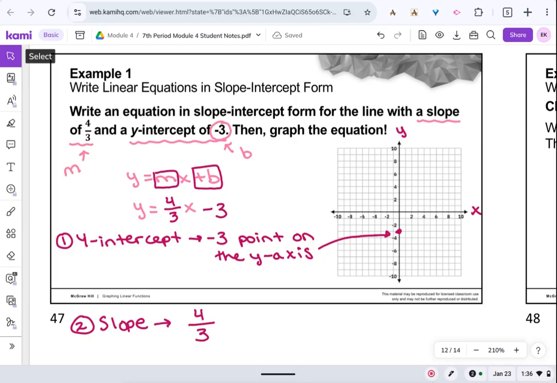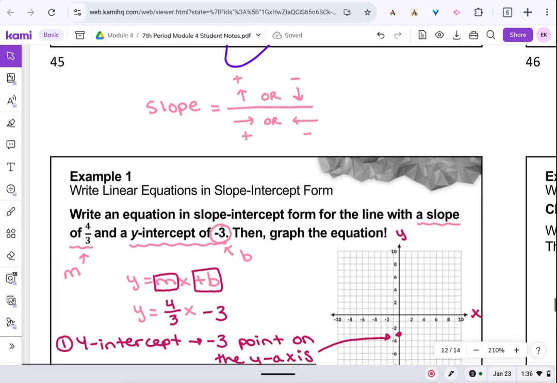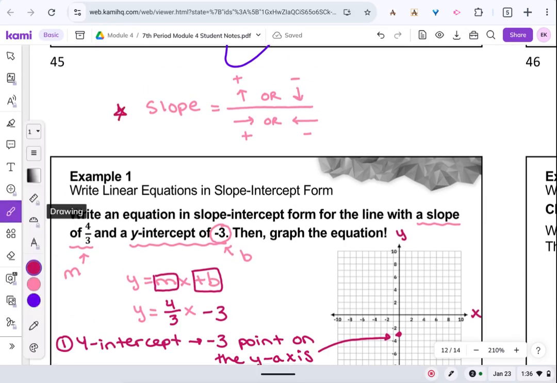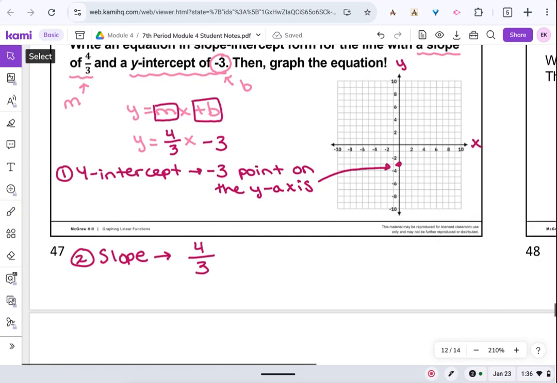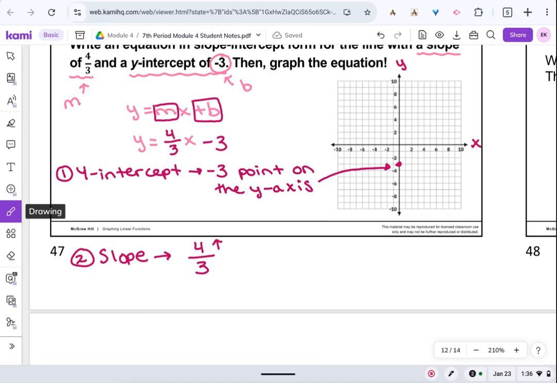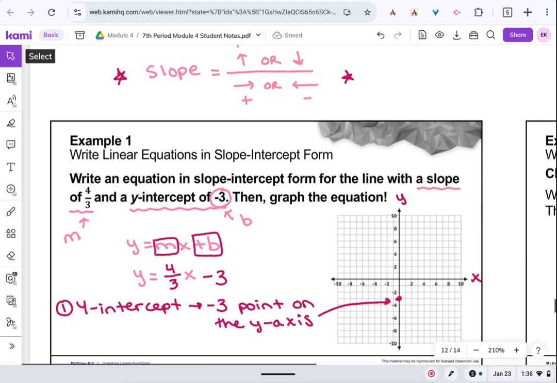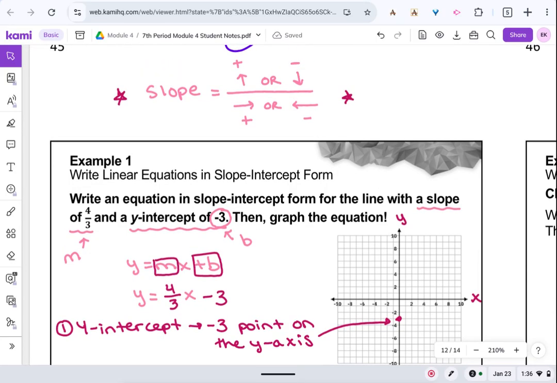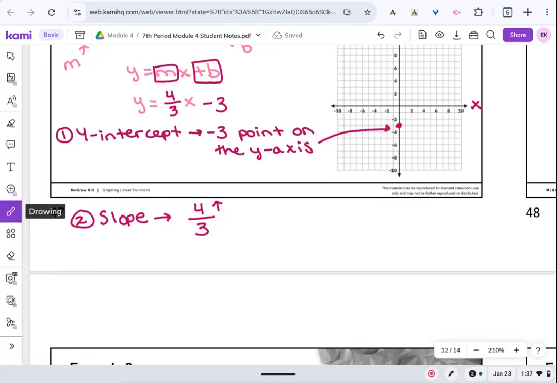Now, we're going to use our little pattern up above here. Okay, so this is really important for this piece. The 4 on top is positive, so our pattern tells us that we're going to go up for that number there. And then the 3 on the bottom is also positive. So using our pattern on the bottom, that value is going to take me to the right. So our pattern that we're going to follow is up 4 boxes, right 3 boxes.